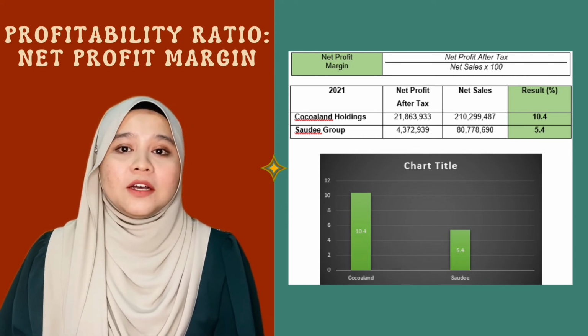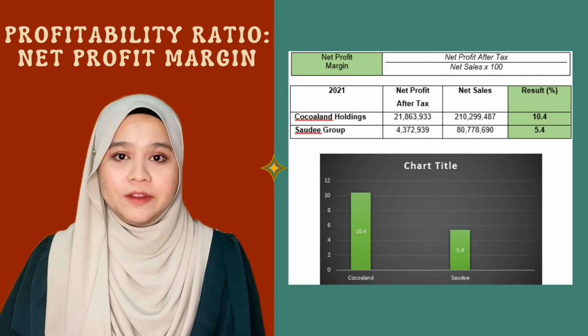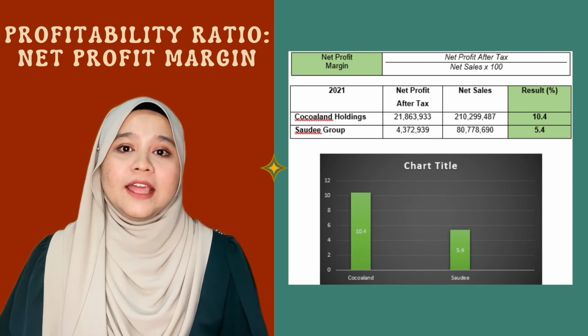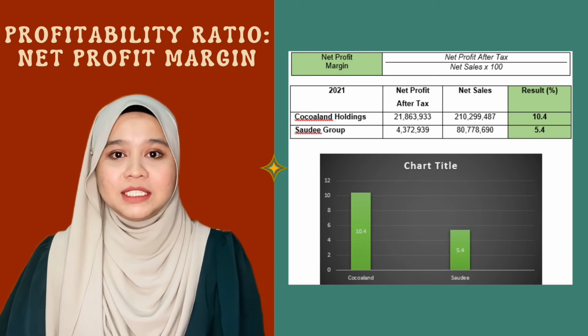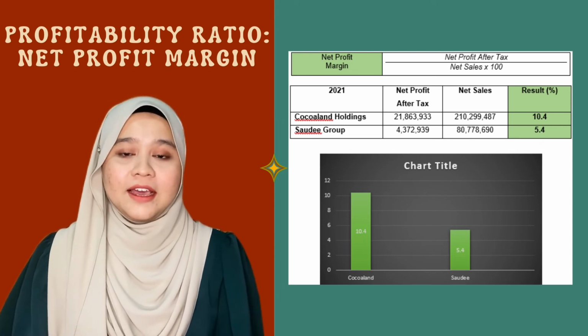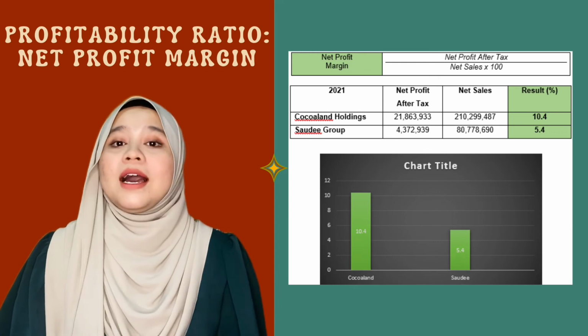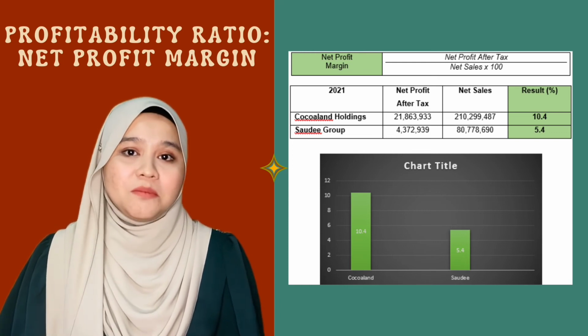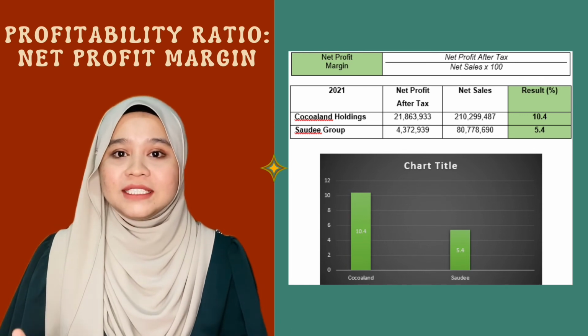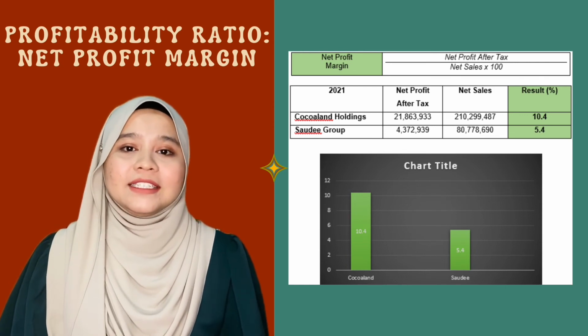Furthermore, Coquelin Holdings Berhad has a larger net profit margin, which implies it can efficiently control its operations and offer services or goods to customers at a premium over their expenses. Therefore, a higher net profit margin shows that Coquelin Holdings is more efficient at converting sales into profit than Saudi Group Berhad.